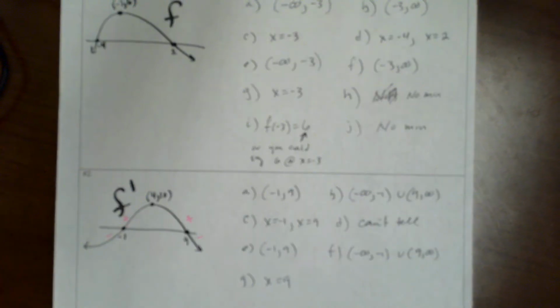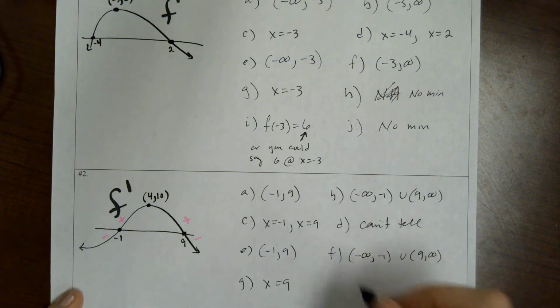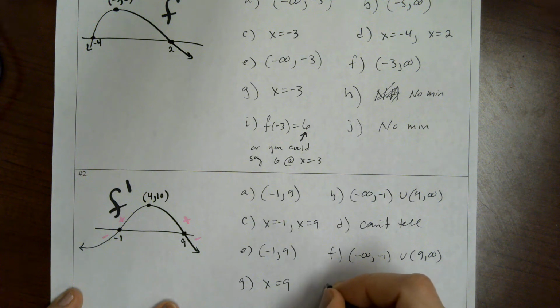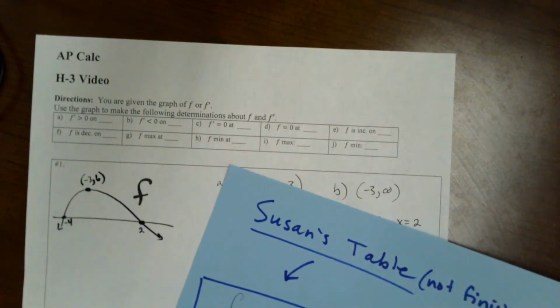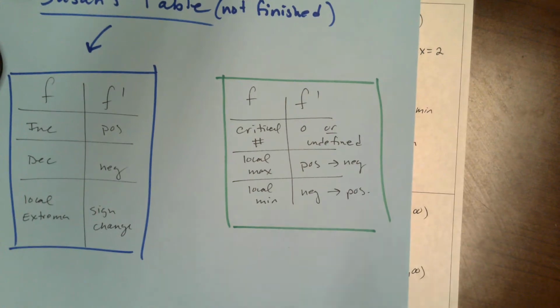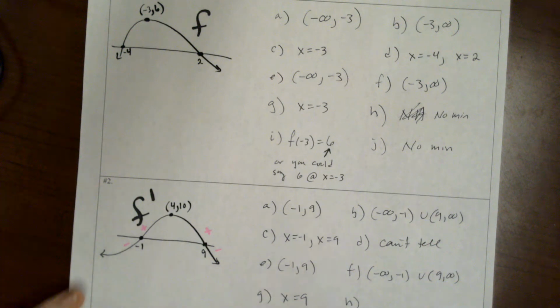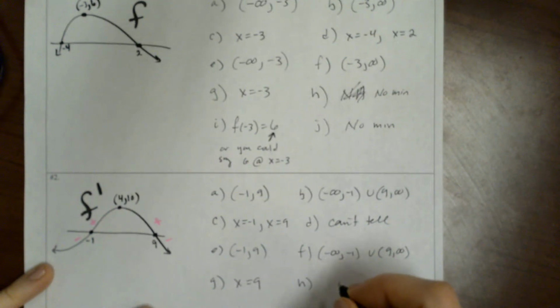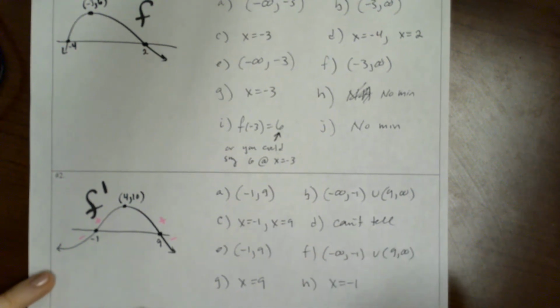We don't know what the graph of F looks like. We can make some determinations, like where it's increasing and decreasing, and now we know that it has a local max at x equals 9. H, F has a min at. A min is going to be from a negative to positive sign change. So a negative to positive sign change on F prime will indicate a min. So at x equals -1.